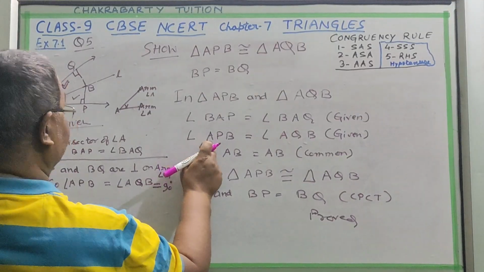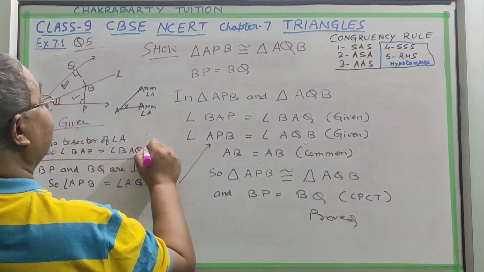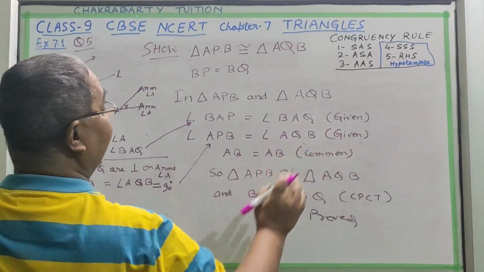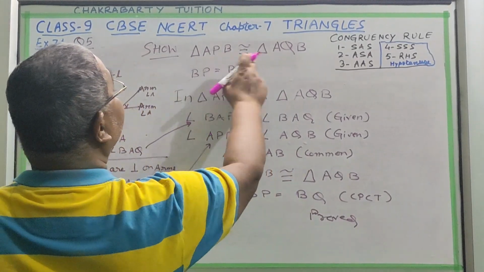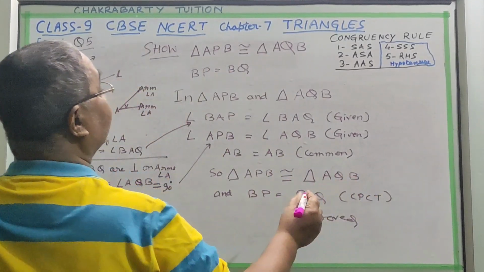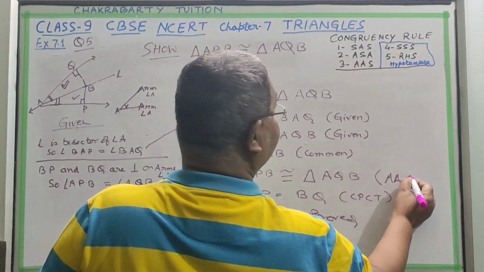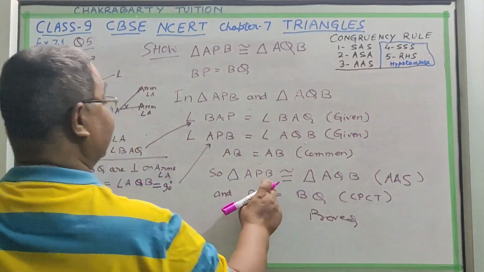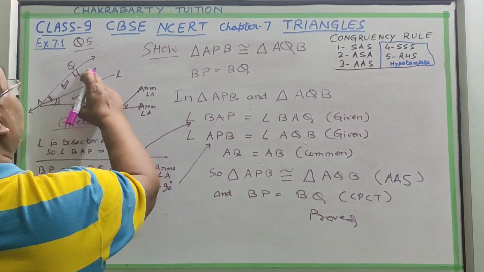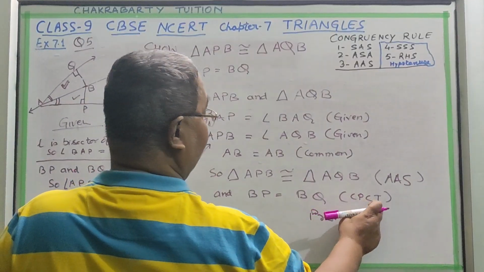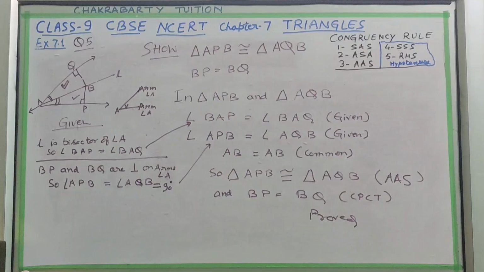So this we are using here. APB we are using here, and this we are using here. These are given, and now AB line is the common line. So what happens? These two triangles are congruent on the basis of what criteria? Angle, side. On this criteria, these are congruent, and if these are congruent, line BP will be equal to BQ, corresponding parts of congruent triangles, and it is proved.